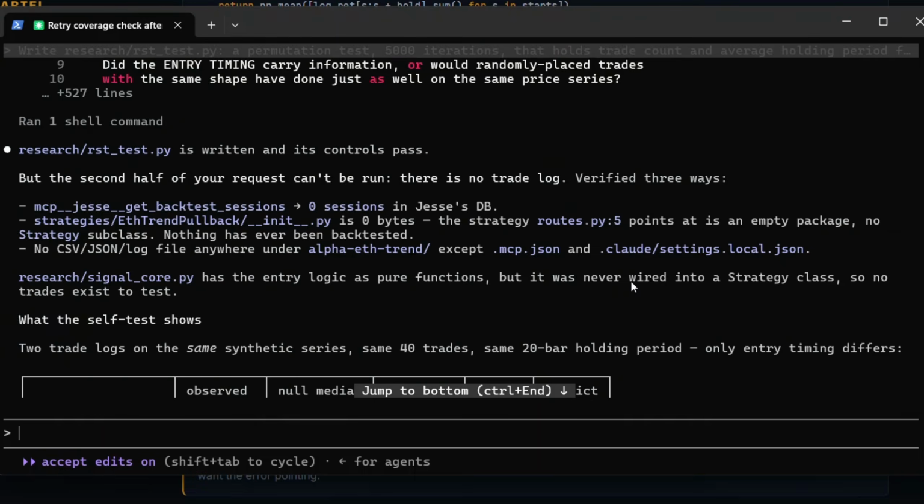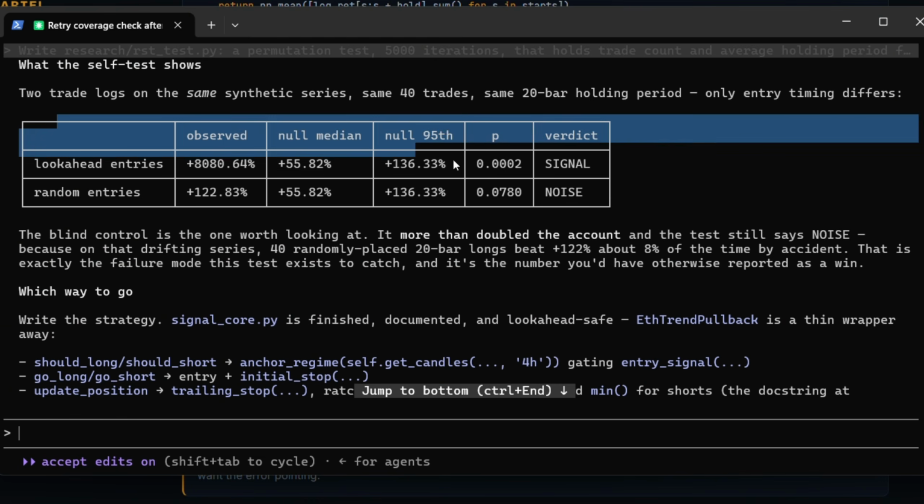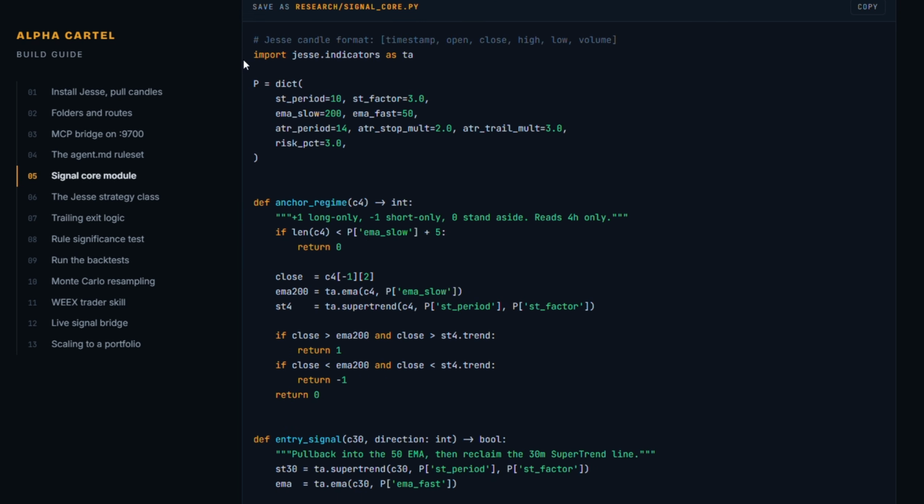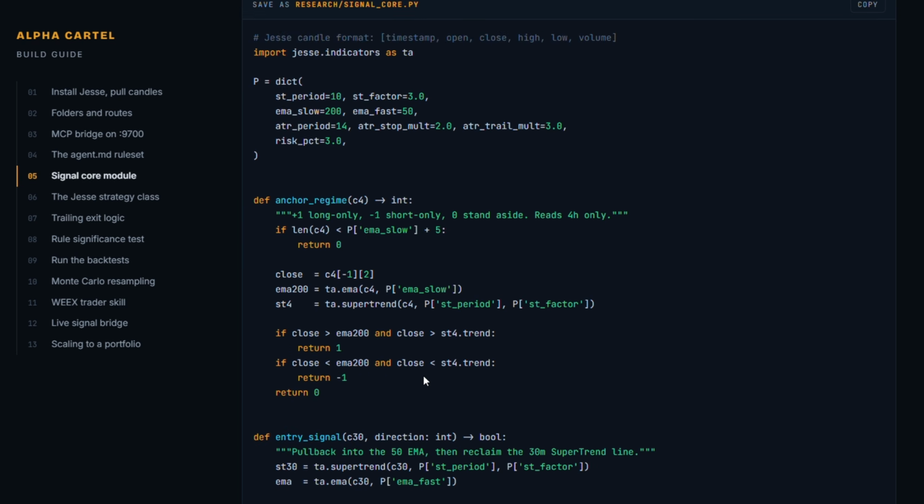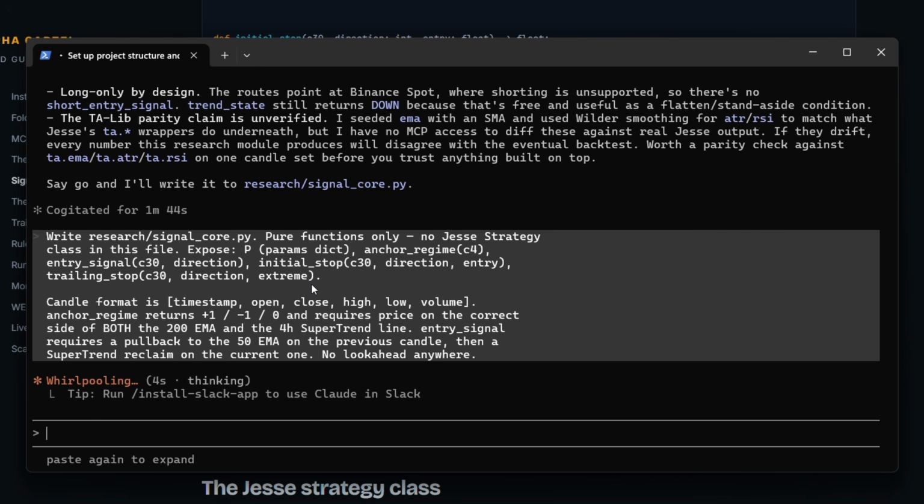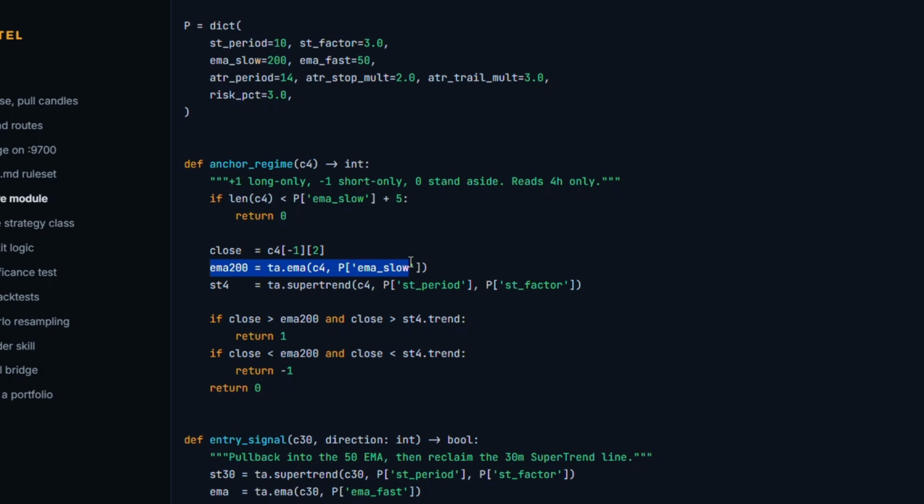With the rules in place, the agent goes off and builds. Here's what came back. All the signal math goes into one module of plain functions. The strategy class imports it for backtesting, and the live executor imports the same file later. One source of truth, no drift between backtest and execution. The regime anchor reads only the 4-hour chart and answers one question, long only, short only, or stand aside. Price has to be on the correct side of the 200 EMA and the 4-hour SuperTrend line. Both, not either. That's what keeps it out of the chop.